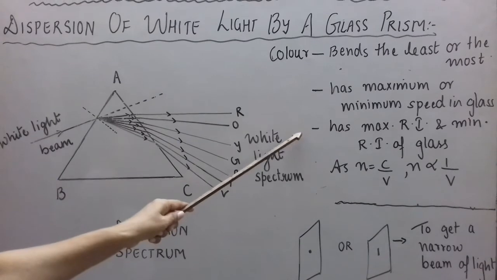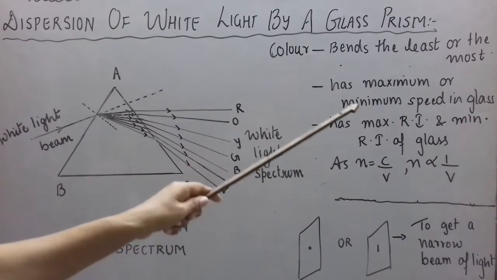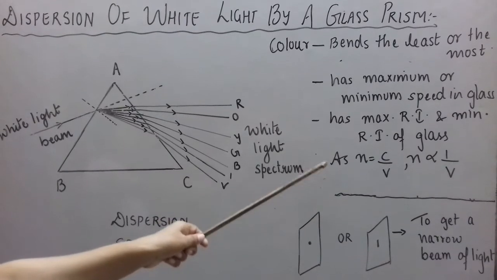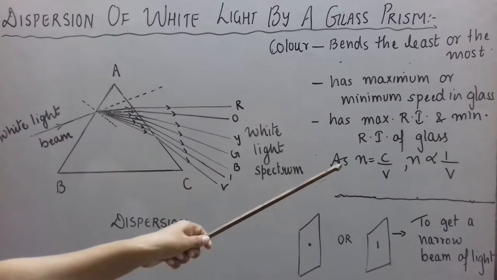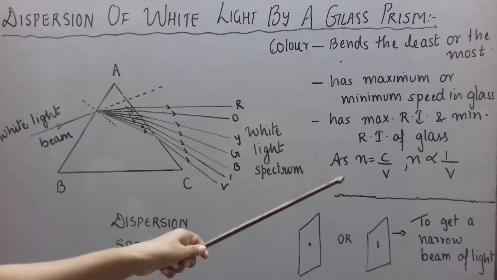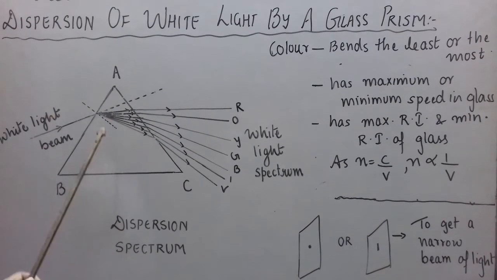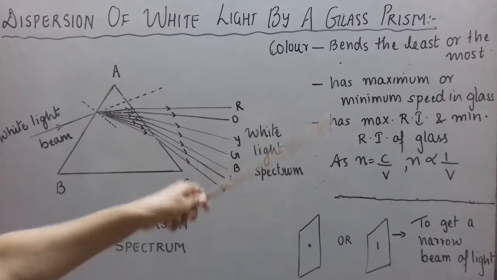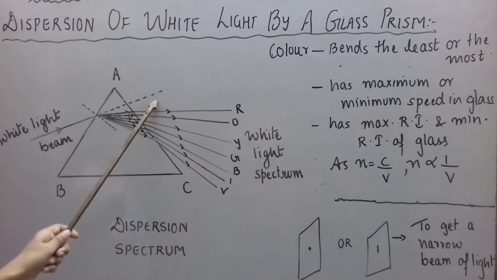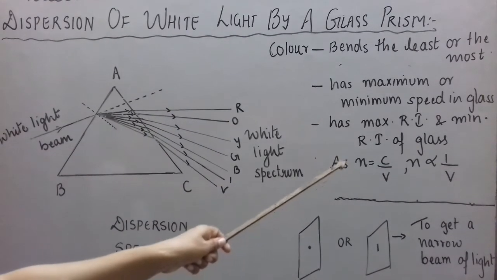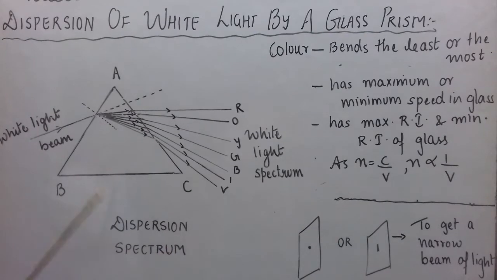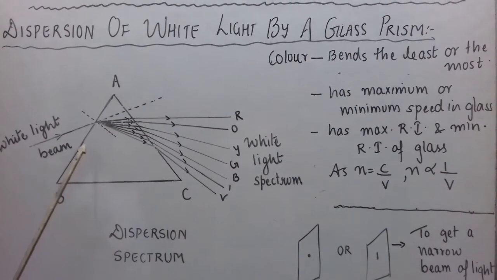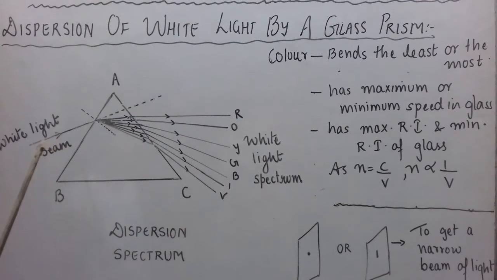Now the next question is, which color has maximum refractive index, or which color has minimum refractive index of glass? Now you remember this formula we have done in the previous chapter, that n is equal to c upon v. Refractive index is a ratio of speed of light in vacuum to speed of light in glass. So here the refractive index of this glass for red color, this red color has v maximum, so n will be minimum. So refractive index of red color is minimum as n is inversely proportional to speed. It means the color which has maximum speed in glass will have minimum value of refractive index, and the color which has minimum speed in glass, that is violet color, has maximum value of refractive index.